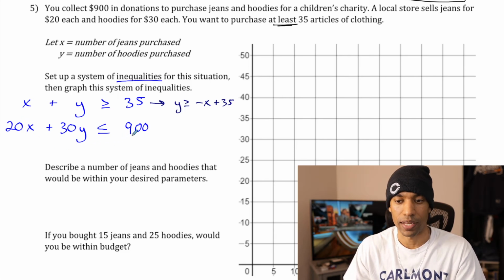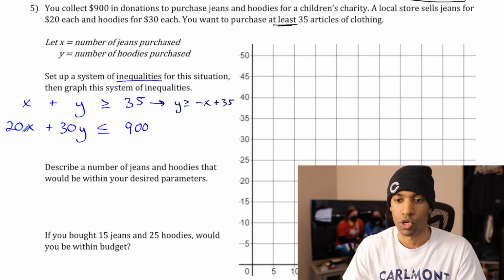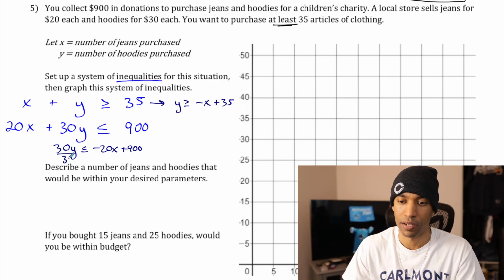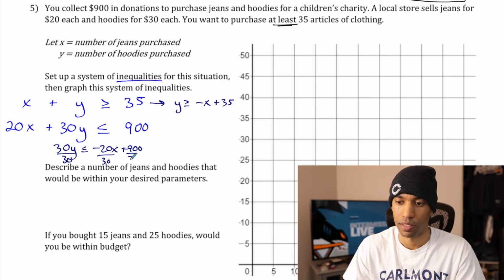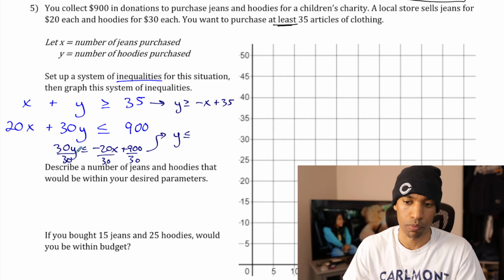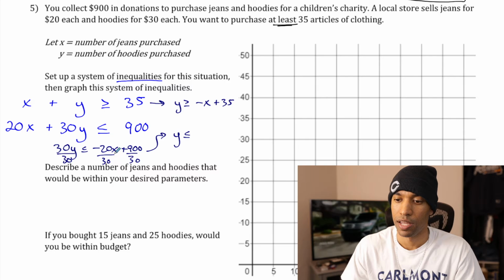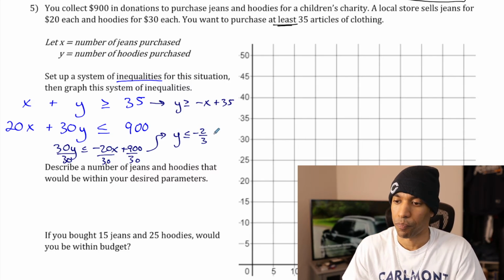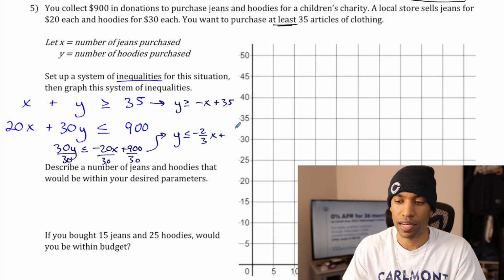I got to subtract 20x and then divide by 30. So if I subtract 20x from both sides, I get 30y is less than or equal to negative 20x plus 900. If I divide everything by 30 right here, I'm going to get y is less than or equal to, no inequality flip, you didn't divide by a negative. Negative 20 divided by 30 is also negative 2 divided by 3, negative 2/3. Negative 2/3 x plus, and 900 divided by 30 is 30, so plus 30 like that.